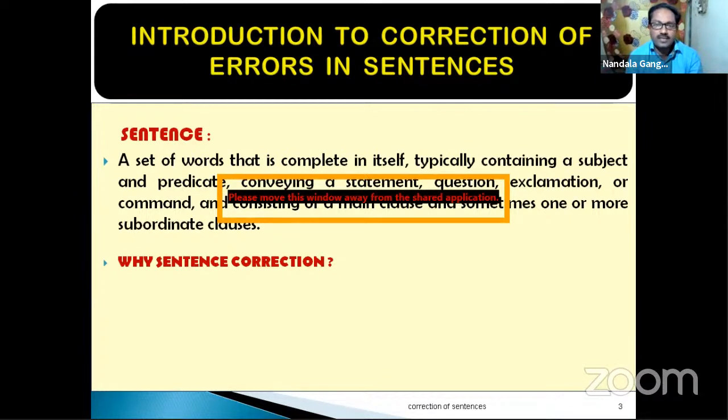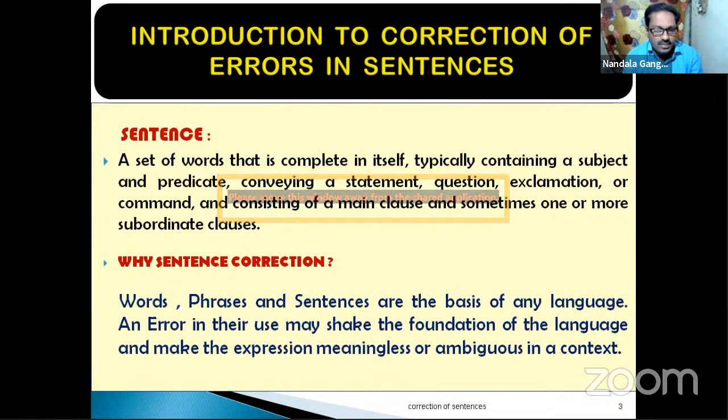Next, why do we need to correct the sentence? In our topic, correction of sentences, why do we need sentence correction? Because in a sentence structure, words, phrases, and sentences are the basis of any language. Not only English, take any language, words, phrases and sentences are very important. Words may be a noun, pronoun, adjective, adverb, preposition, conjunction, interjection, verb. And phrases may be noun phrase, adjective phrase, adverbial phrase, and sentences may be simple, complex, compound. These are all arranged together to give a complete, meaningful language.